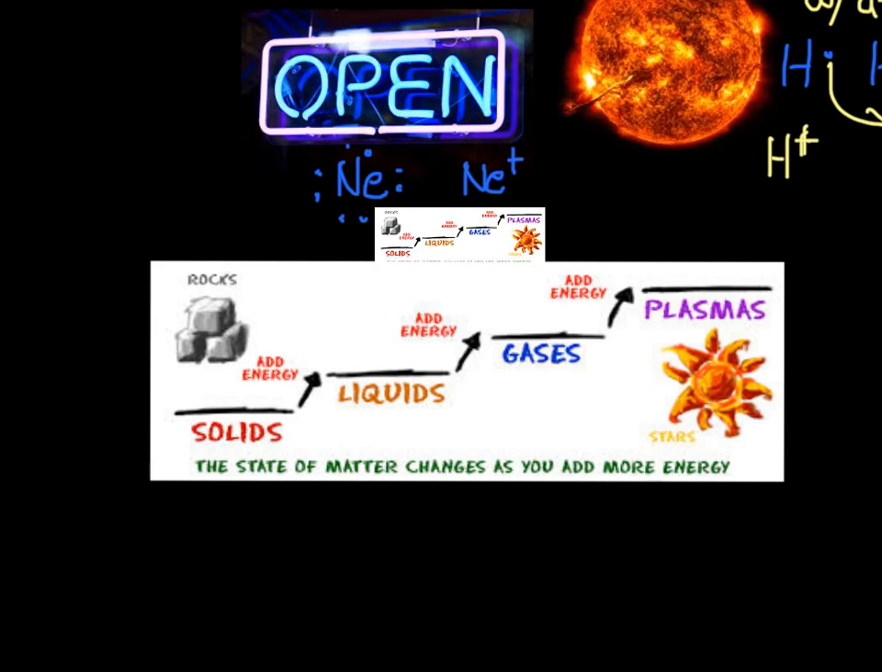So here's a better diagram of what I just said. So again, solids to liquids. If you want to make a solid change to a liquid, you would add heat. If you want a liquid change to a gas, you would add heat, or energy, and gases to plasmas, you would add heat. And of course, to go in the reverse direction, you would remove heat.